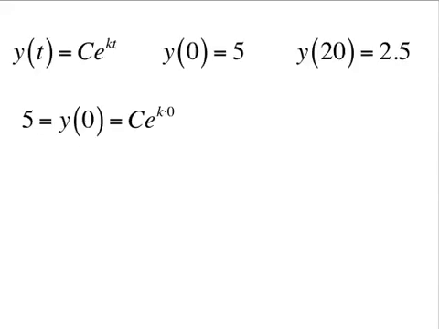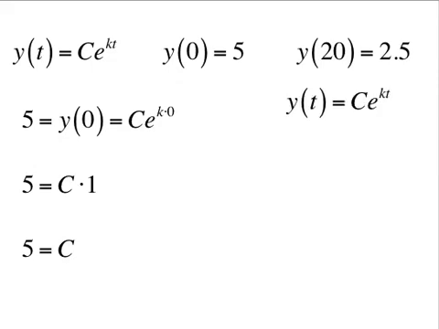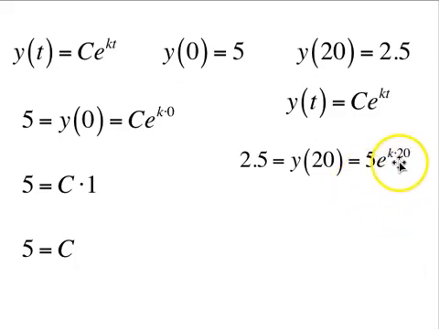So again, first off, 5 is y of 0, which is c e to the k times 0. E to the 0 is 1. 5 is c. No problem there. Now, the other part tells me y of t is c e to the kt. 2.5 is y of 20. Plug in a 20 for t. So 5 e to the k times 20. So we get 2.5 is 5 times e to the 20k.